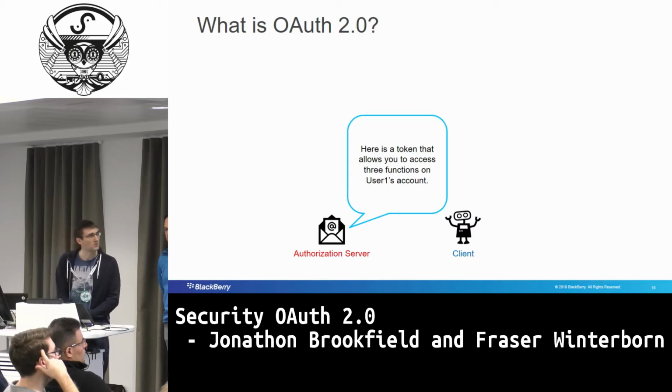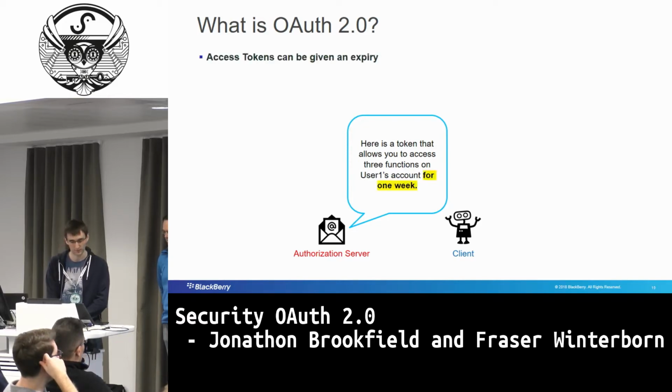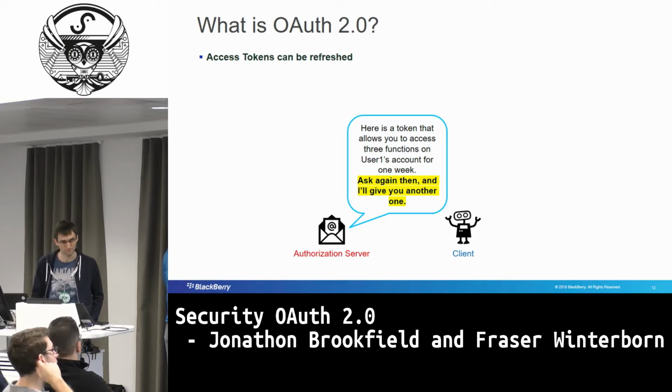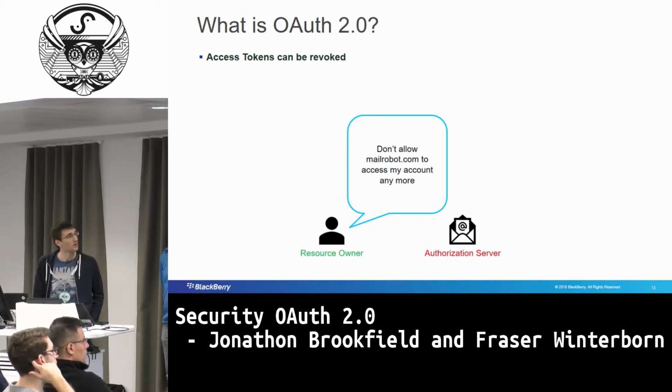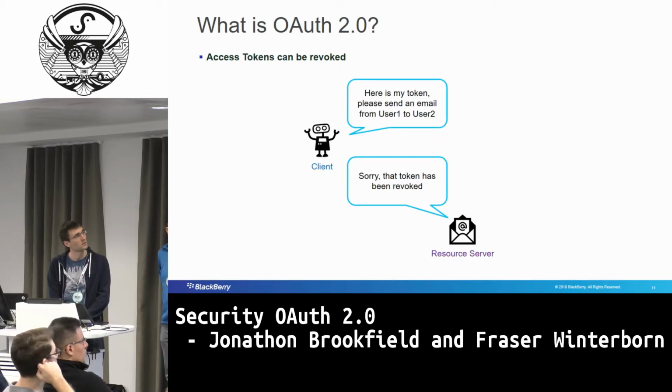Once the resource owner has said to the authorization server, I want to give the client access, the authorization server can say to the client, here's a token that allows you to access these 3 functions. This can be given an expiry, so you can limit it to only allowing access for a week. And you can refresh it, so after a week it goes back and asks for another access token. You can also revoke, so the resource owner at any time can say to the authorization server, I don't want them to have access anymore. Then when the client tries to use the token they've been issued, the resource server can say, sorry, that's been revoked, you're not allowed access anymore.